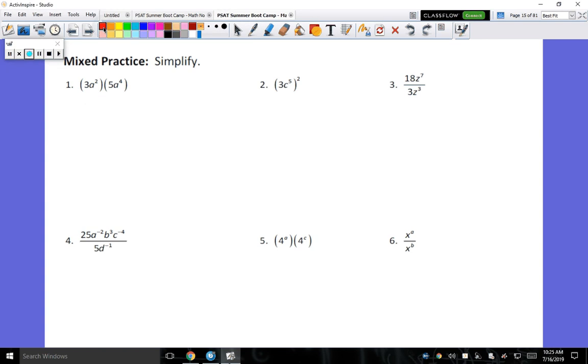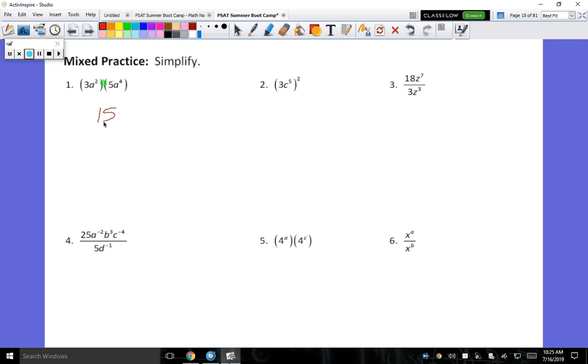Alright, so we are going to pick up with mixed practice, and we're going to be given example problems that we're simplifying. All these are expressions, again, not equations, because there's no equal sign. Okay? So, can someone tell me what that operation in between means? What are we doing? We're multiplying. Okay, so if we're multiplying, the 3 and the 5 will become what?